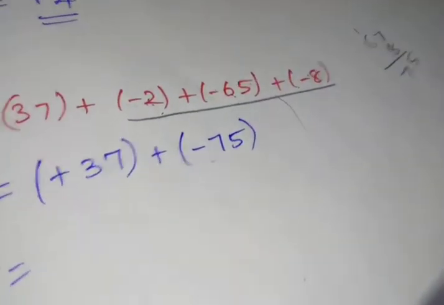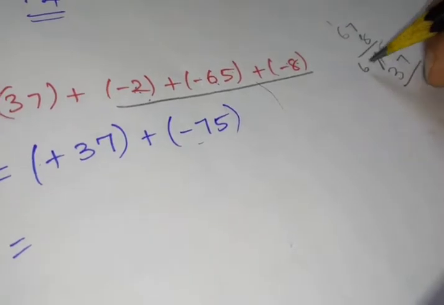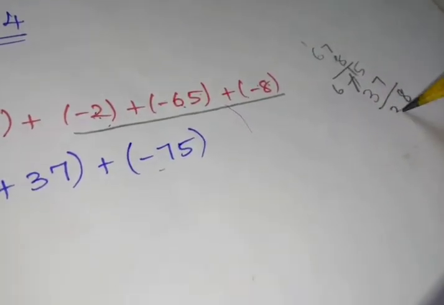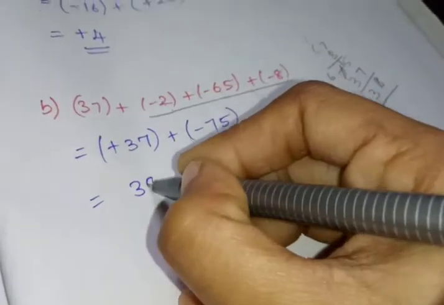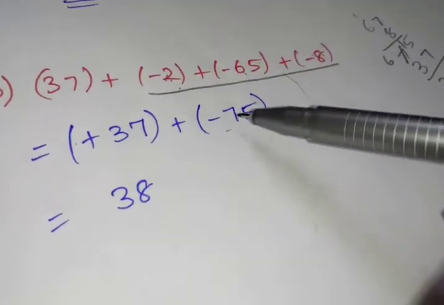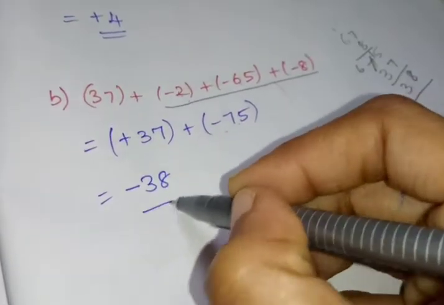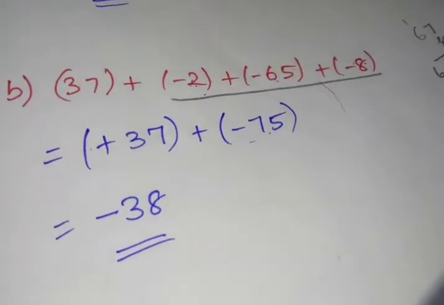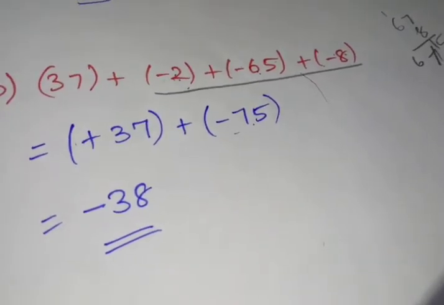So what you will do? Subtraction. 38. So what is the answer? 38. What is the greater number here? 75. What is the sign of 75? Minus. The answer is minus 38. Okay. This is very, very important and you should concentrate and do this. Okay. It is very important, children.